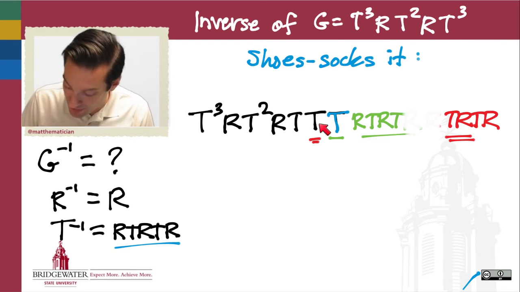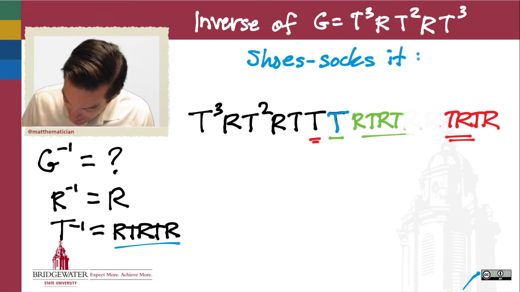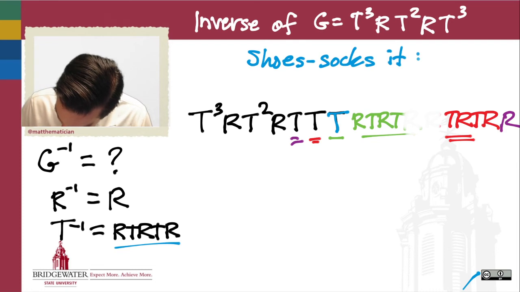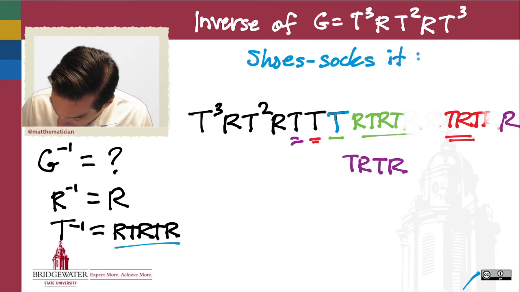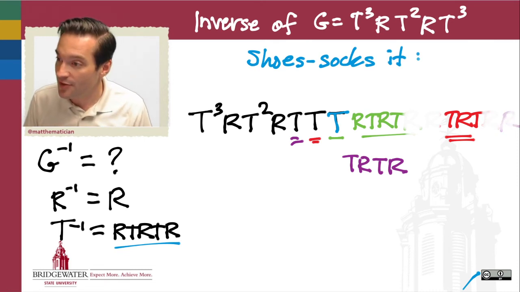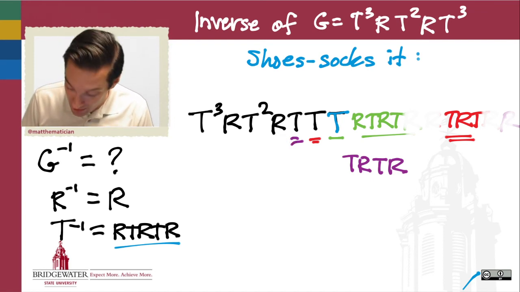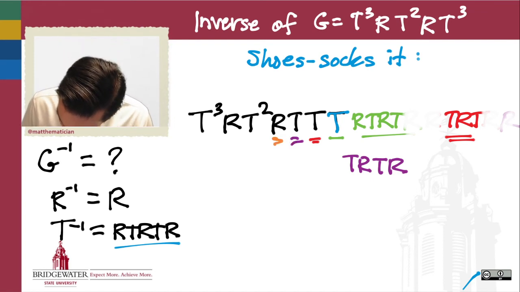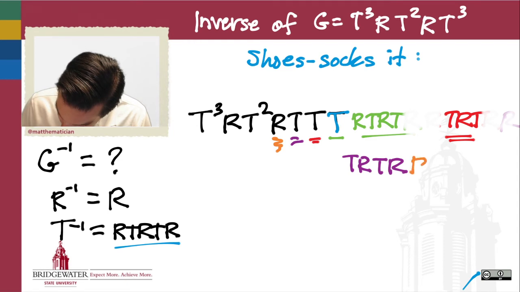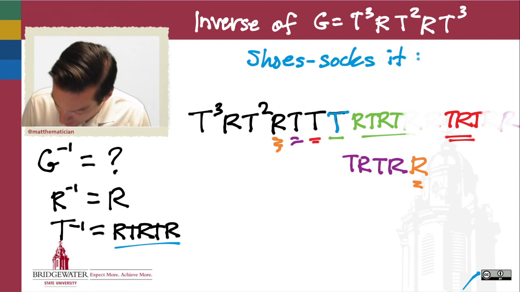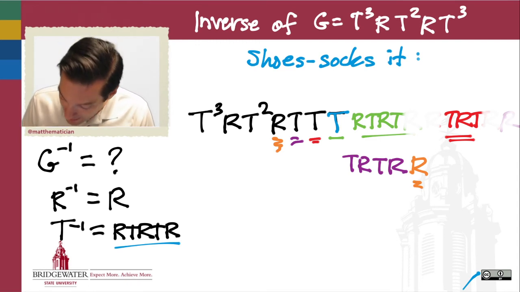But now we've handled this T, so we move on to the next T. And we cancel it out using the same strategy. Another RTR. And once again, I have a pair of R's here that I can just cancel out. And then we can work our way backwards. The next thing I would need to cancel out is this R. How do we cancel out a single R? Well, the inverse of a single R is just another single R. So we'll use another single R to cancel that one out. And so on and so on.